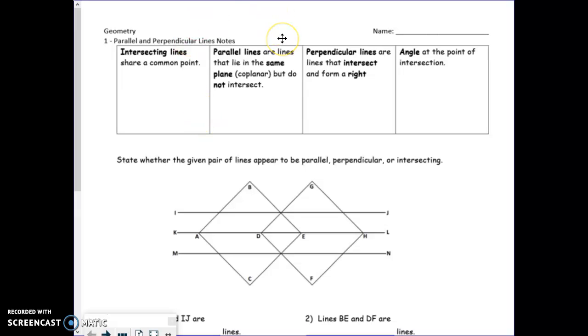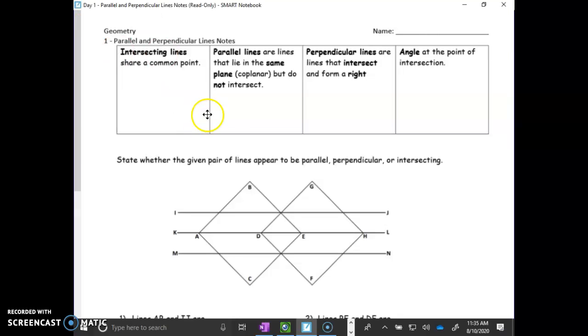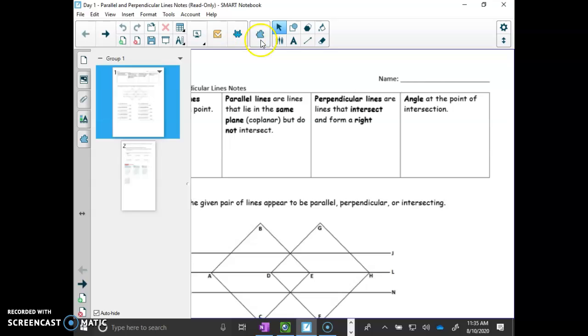So first off, I don't normally use this program, so bear with me as I try to figure out how to use my pens and that sort of thing.